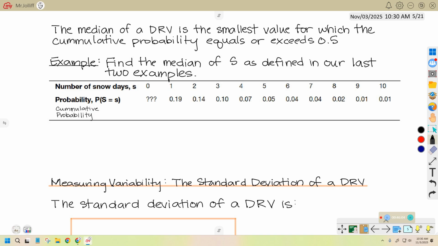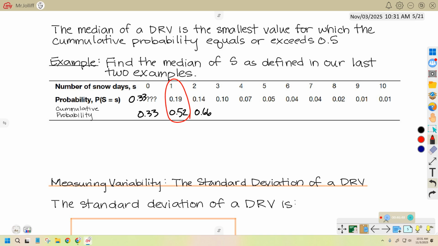Cumulative means add as we go. So all we need to do is find the cumulative probability, and once we reach or exceed 0.5, that category is our median. So let's do that really quick. We know this was 0.33. So this first one is 0.33. 0.33 plus 0.19, 0.52, plus 0.14 is going to be 0.66. We've already found where we exceeded 0.5. We exceeded 0.5 here.